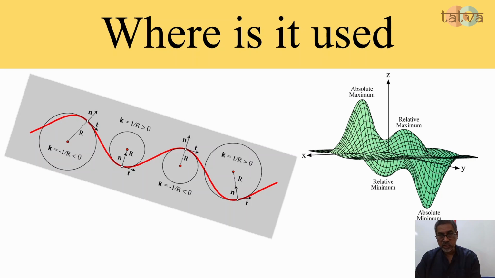On the right, you can see a three-dimensional surface which has got certain local peaks, local valleys, and a very big peak and a very big valley. So in the context of function optimization, we require multivariable differential calculus. So these are the two simple examples that I would like to explain to motivate you towards differential calculus.